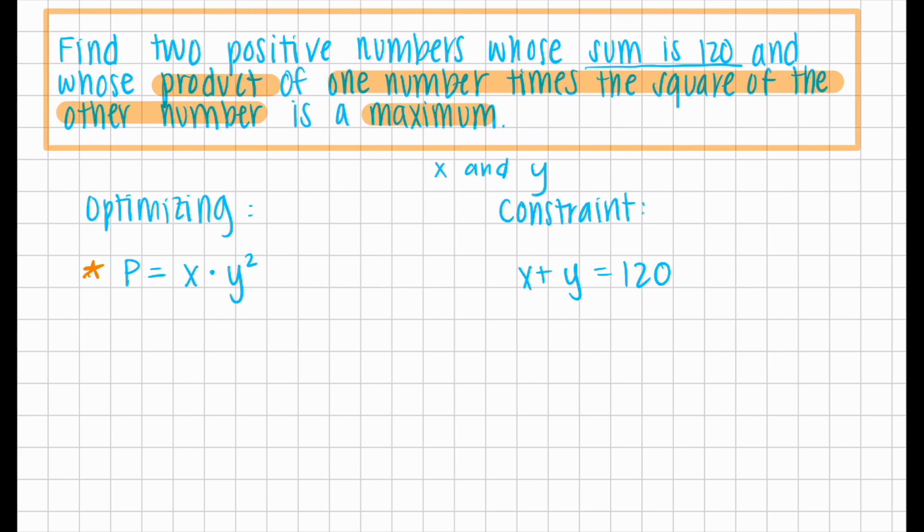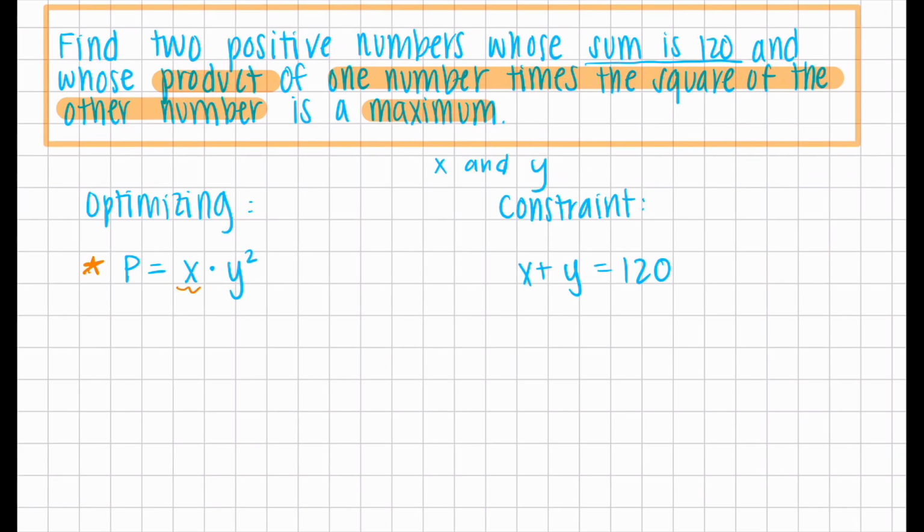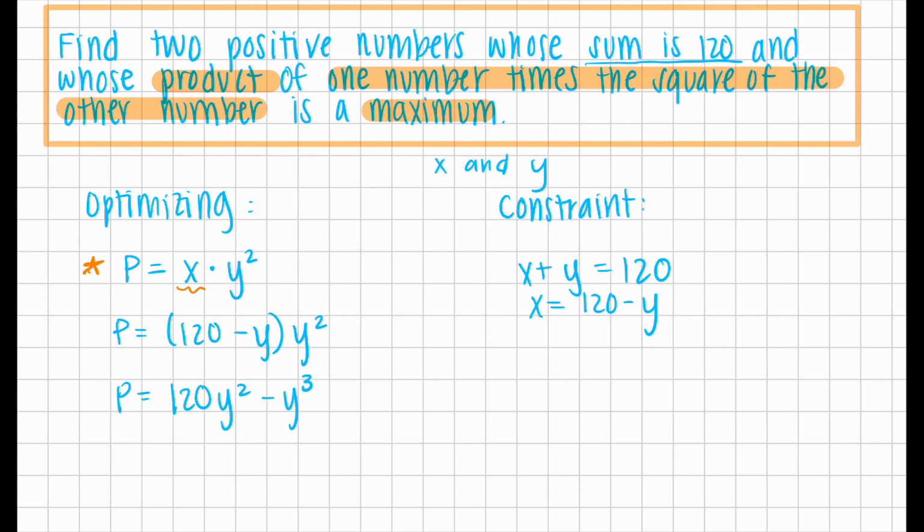But before we do that, I want P to be an equation of one variable on the right-hand side. It doesn't matter whether I replace the x's with y's or the y's with x's, but our derivative is going to be easier if we replace the x. So over on my constraint equation, I'm going to solve for x. So x equals 120 minus y. And I'm going to replace x with 120 minus y. Distribute the y squared to make our derivative easier. And now we have our product as an equation of one variable on the right-hand side.